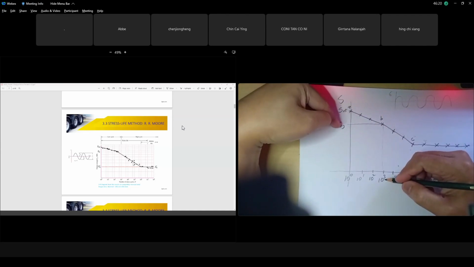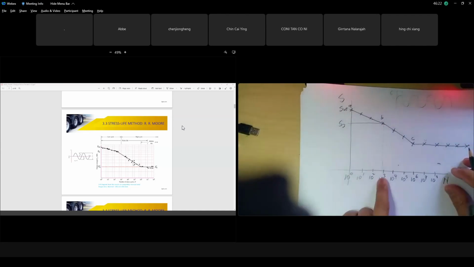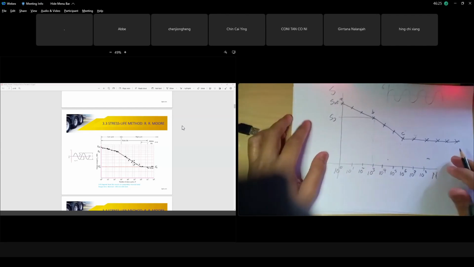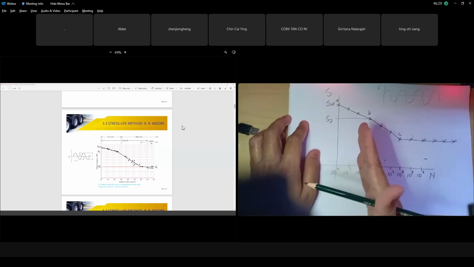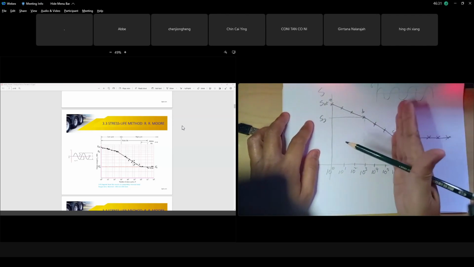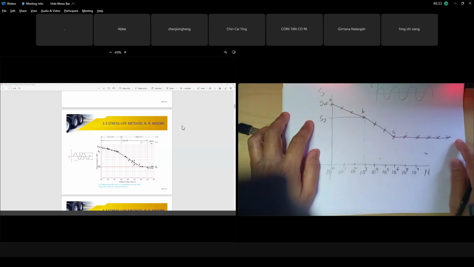That is the strength S3, the strength at 10 to the power of 3 cycles. Then the data is like this, the SN curve on a log 10 graph, and after 10 to the power of 6 it remains constant, a horizontal straight line. That's what they found, right?